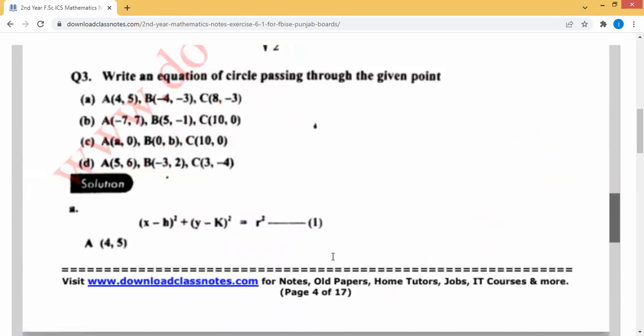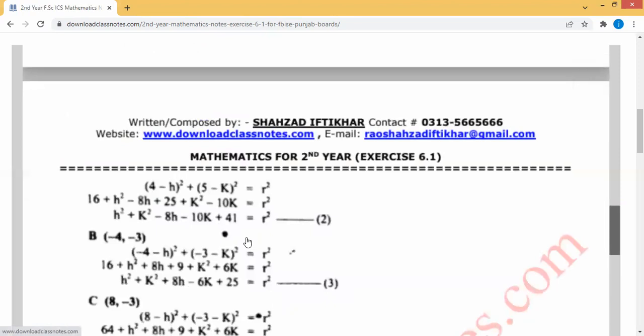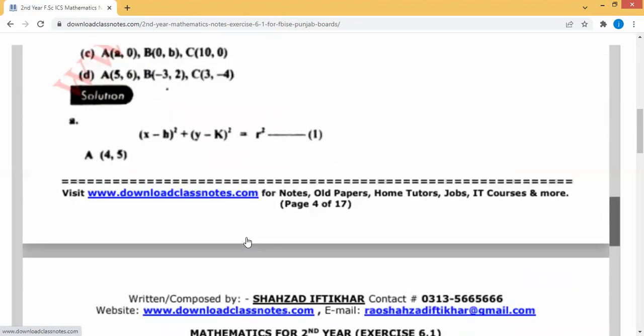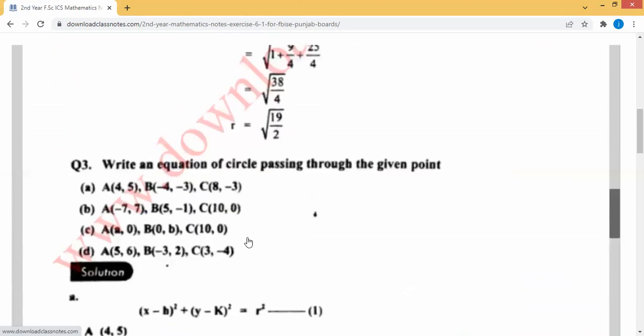मेरे पास अब 3 points हैं A part के अंदर. 4, 5 and B is minus 4, minus 3 and C is this one. अब ये एक general equation है. पहले इसमें मैंने 4 यानी कि h की जगह 4, k की जगह 5 put करना है. तो this will be, sorry, x और y के वन है. तो this will be points.